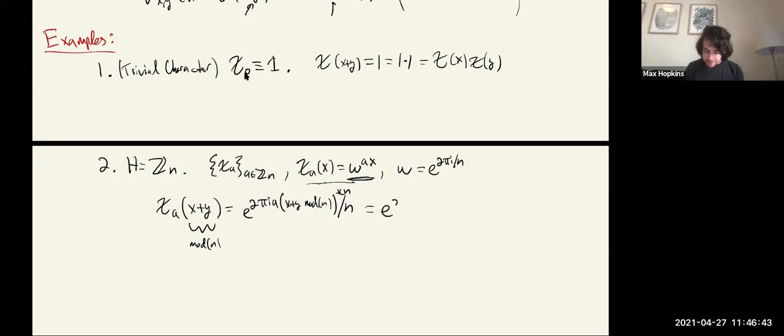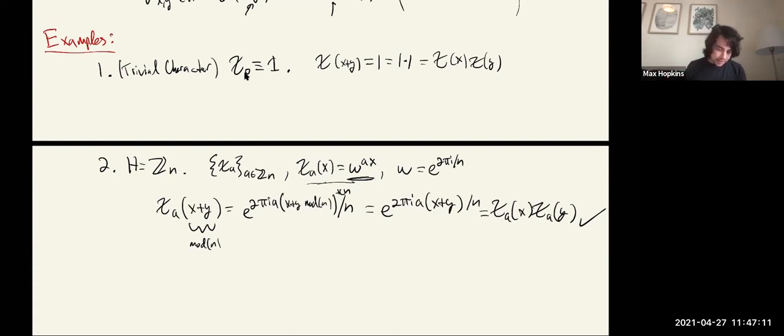So anyway, this is just to say that this is equal to x plus y, not mod n, right? Basically because this is an nth root of unity, the mod doesn't make any difference at all. So this is equal to e to the 2 pi i a (x plus y) over n. And just by definition, this is chi a of x times chi a of y. And that's the only relation we had to prove for it to be a character.